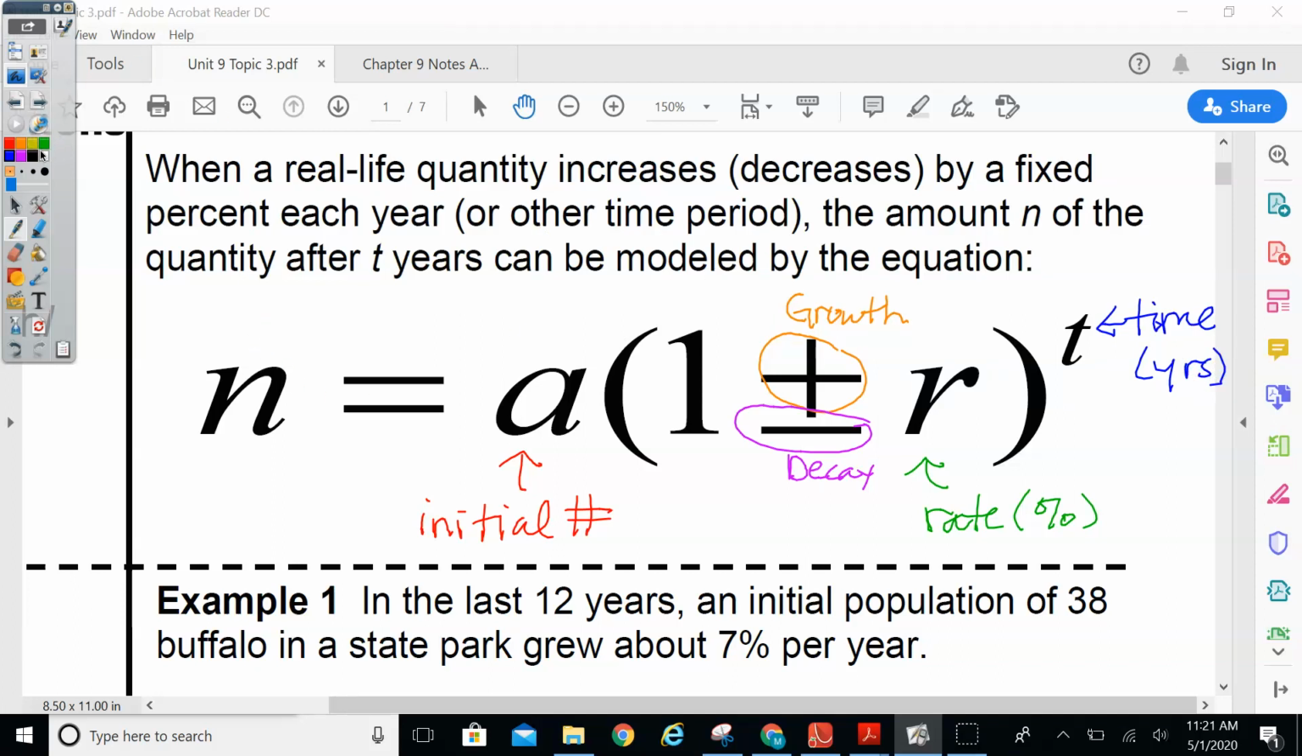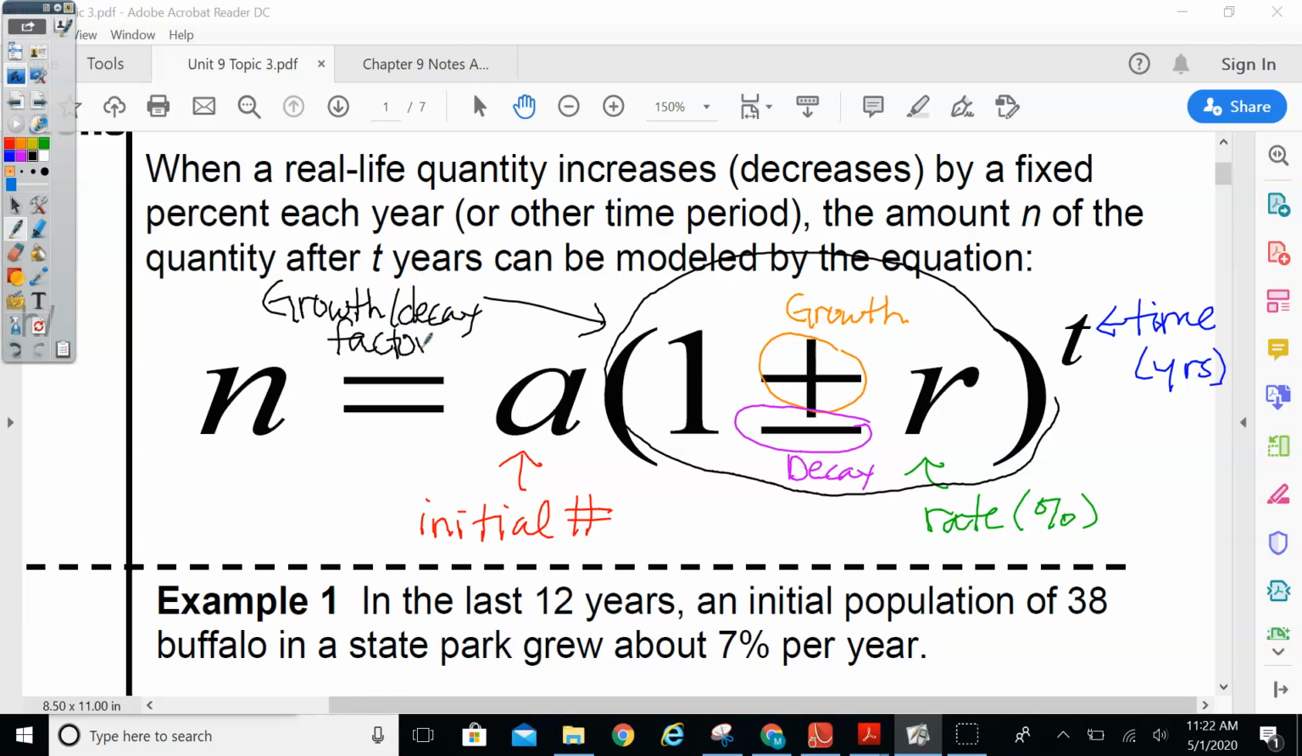Okay, and then occasionally you'll get the whole thing here. This is what we just got done seeing on the tables in the last section. The whole base is called your growth or decay factor. So this is your multiplier, what's being multiplied in your table to go from one to the next one. That's the entire base. If it's growth, it's more than 1. If it's decay, it's less than 1. So that's where the plus and minus comes in.